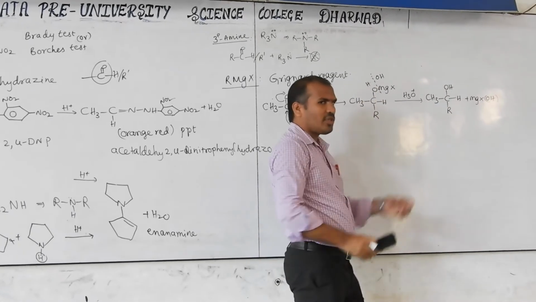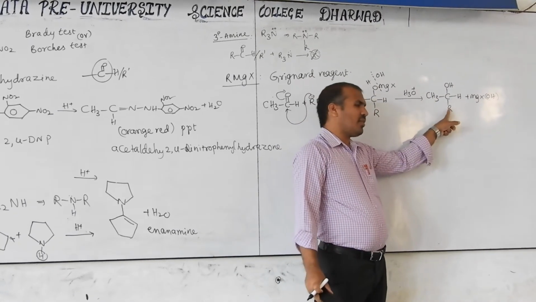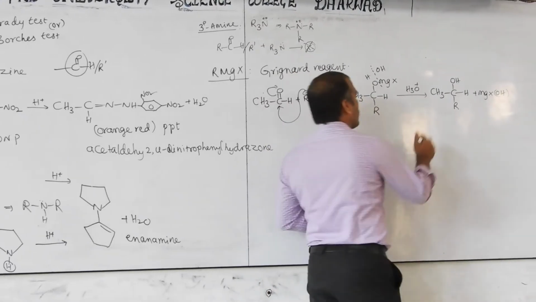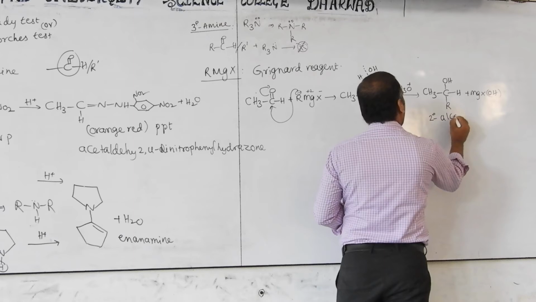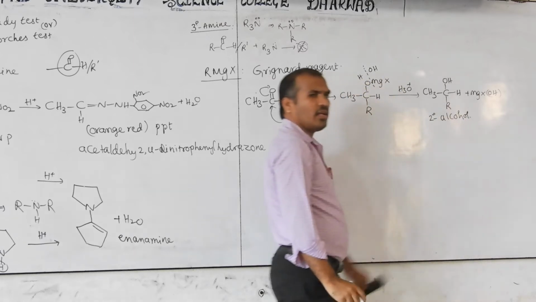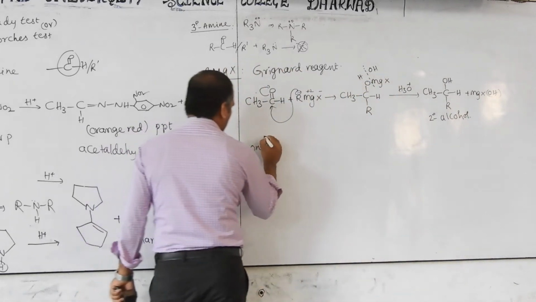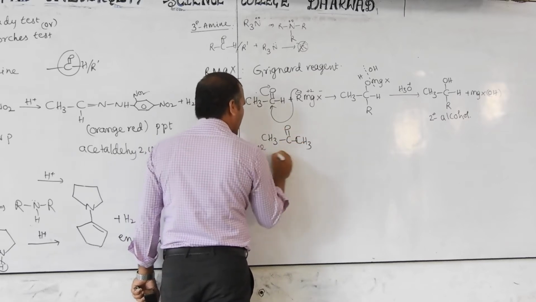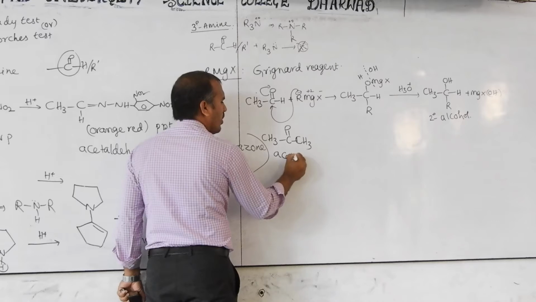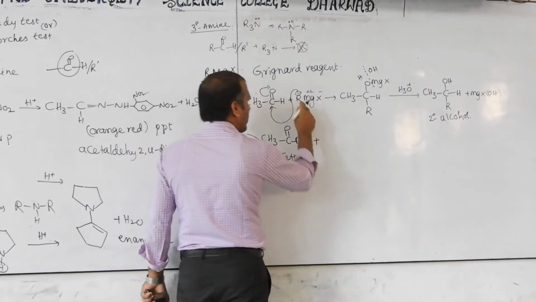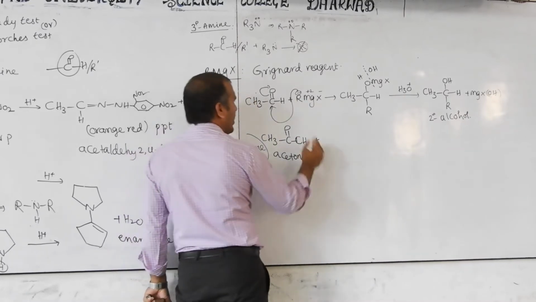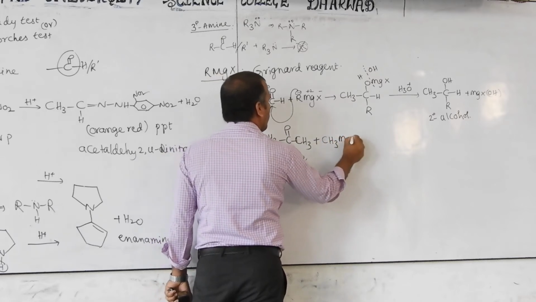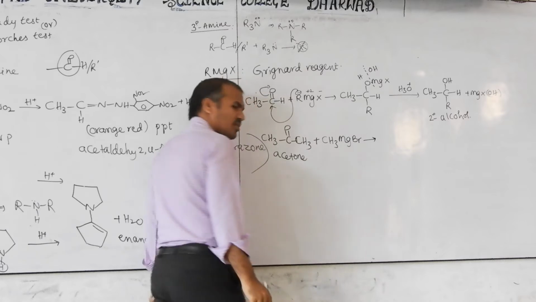Which type of alcohol is this? This carbon is bonded with two carbons. It is a secondary carbon and the OH is on it. That is why it is called secondary alcohol. Now if you take a ketone, CH3, C double bond O, CH3, this is acetone. Acetone reacts with RMgX. I will take one example here. R means CH3, you can take any, no problem. CH3MgBr. This is the first step.